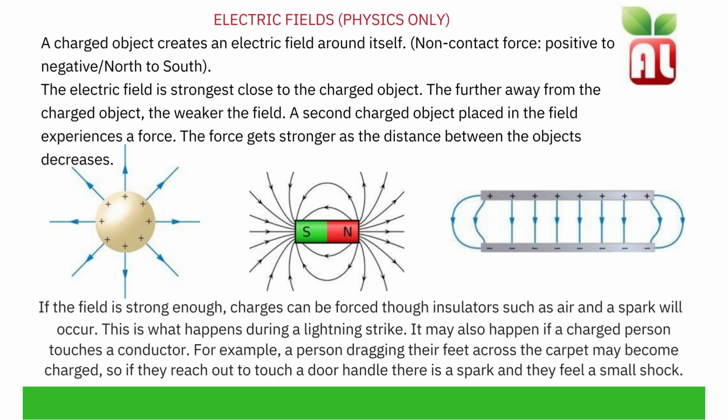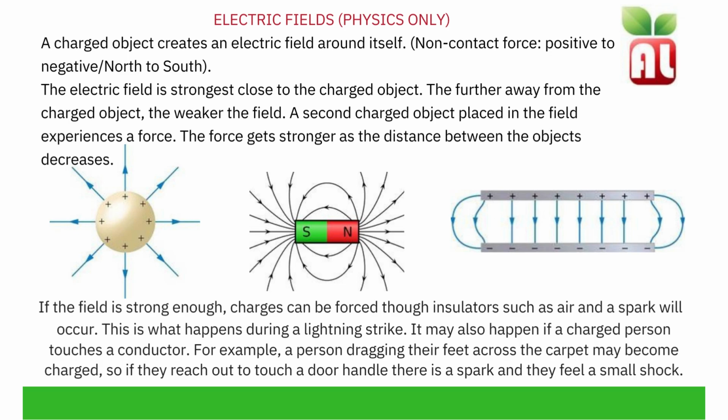Electric fields. A charged object creates an electric field around itself. Non-contact force is positive to negative or north to south. The electric field is strongest close to the charged object. The further away from the charged object, the weaker the field. A second charged object placed in the field experiences a force. The force gets stronger as the distance between the objects decreases.